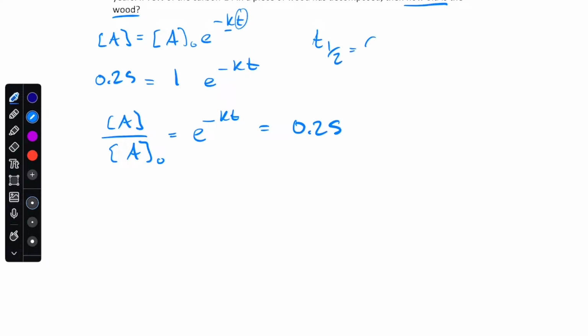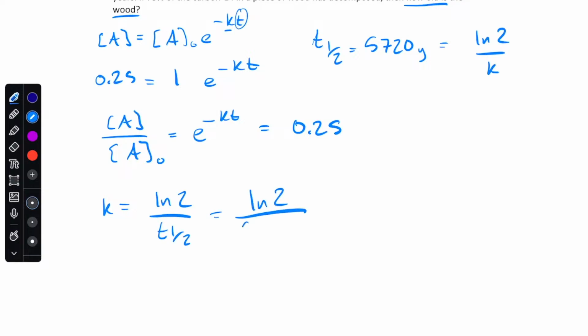T1/2 equals 5720 years equals natural log of 2 over K. So K equals natural log of 2 over T1/2, which equals natural log of 2 over 5720 years. And that should give us 1.21 times 10 to the minus 4 years to the minus 1. We don't need to convert this to seconds. We're good with years.